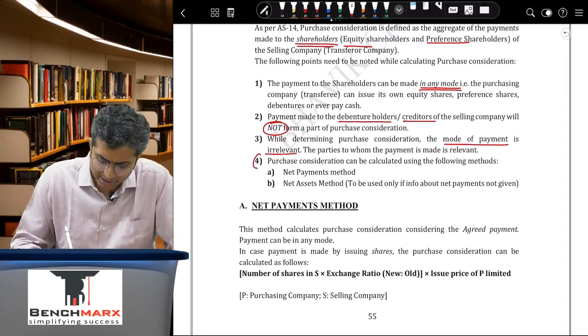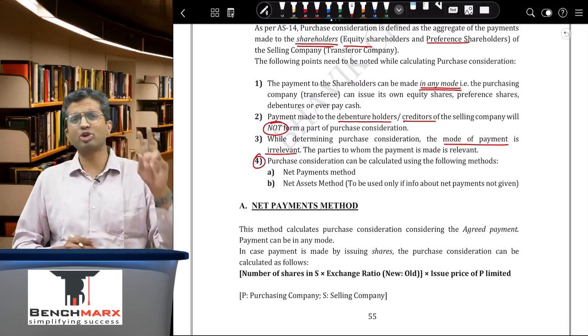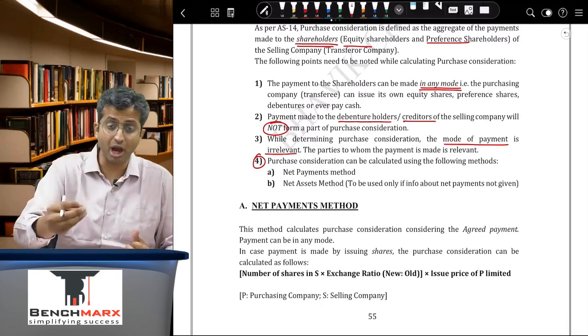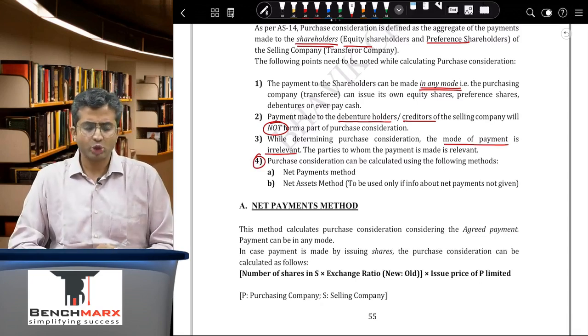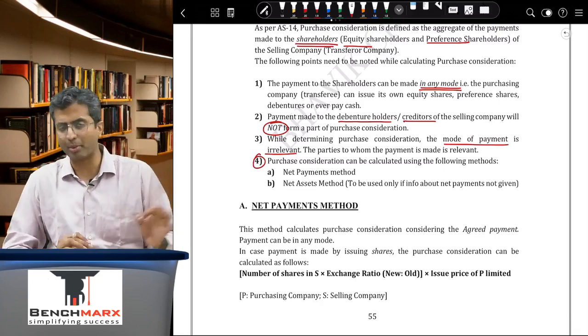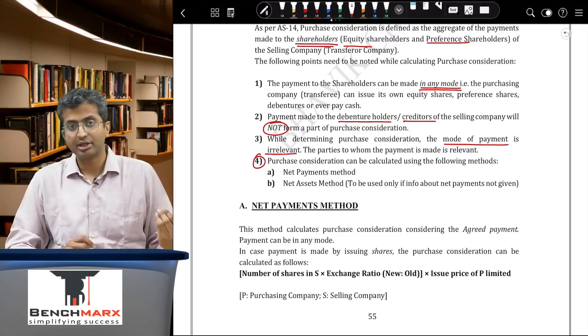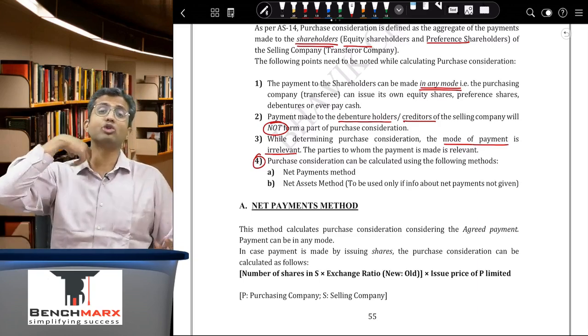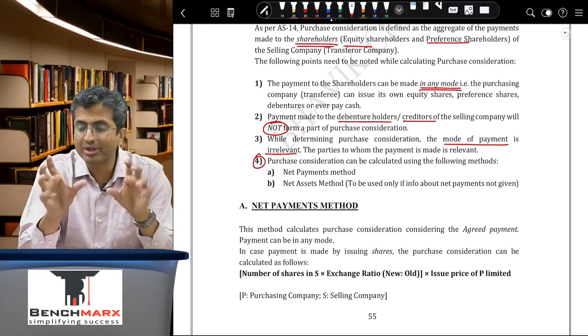And then comes the important step. How do you calculate the PC? Well, there are two methods which are possible. First, there is what you call the net payments method. That is the amount that you have agreed to pay to the owners of the selling company, which is a more popular method. And second, in a theoretical, exam-related scenario, what if we have not been given how much is the amount to be paid?